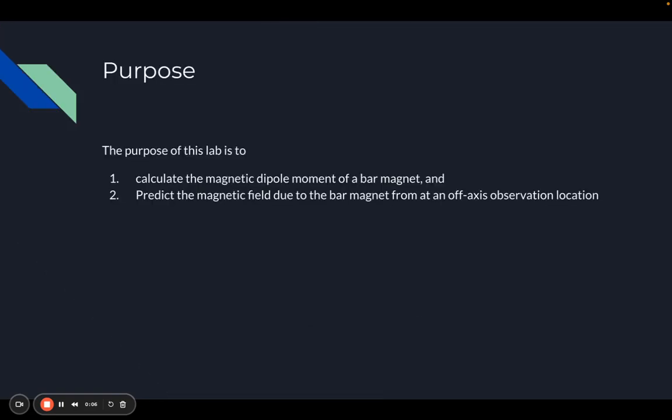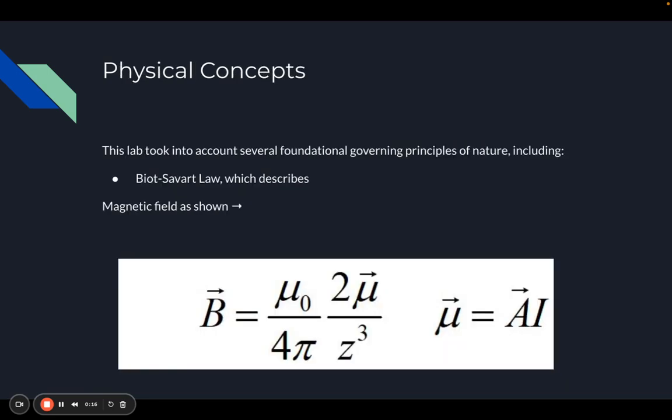This is my Physics 2212 Lab 3. The purpose of this lab was to calculate the magnetic dipole moment of a bar magnet and predict the magnetic field due to the bar magnet at an off-axis observation location. The physical concepts in this lab were basically described by the Biot-Savart law, or a form of it, shown below, which relates magnetic field and magnetic dipole moment in this equation.